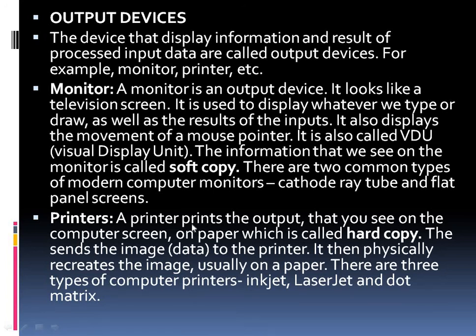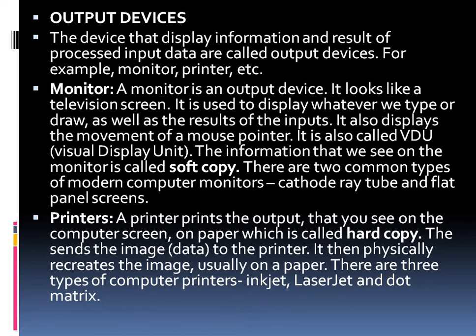Printers. A printer prints the output that you see on the computer screen on paper, which is called hard copy. The computer sends the image data to the printer. It then physically recreates the image, usually on paper. There are 3 types of computer printer: inkjet, laser and dot matrix printer.